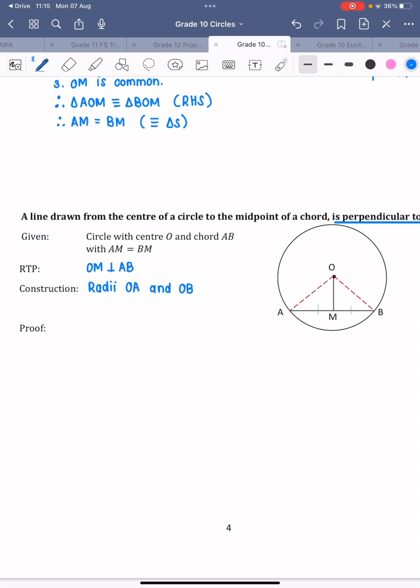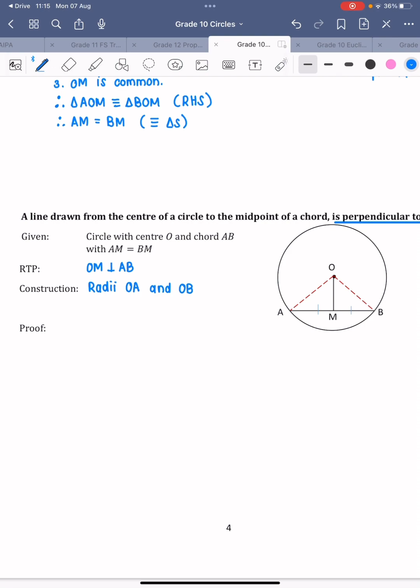Now we are again going to use congruency to show that these two triangles are identical. But now, guys, we're going to use side, side, side. We can't use right angle, hypotenuse, side now because we don't have a right angle there. We need to prove that we have a right angle.